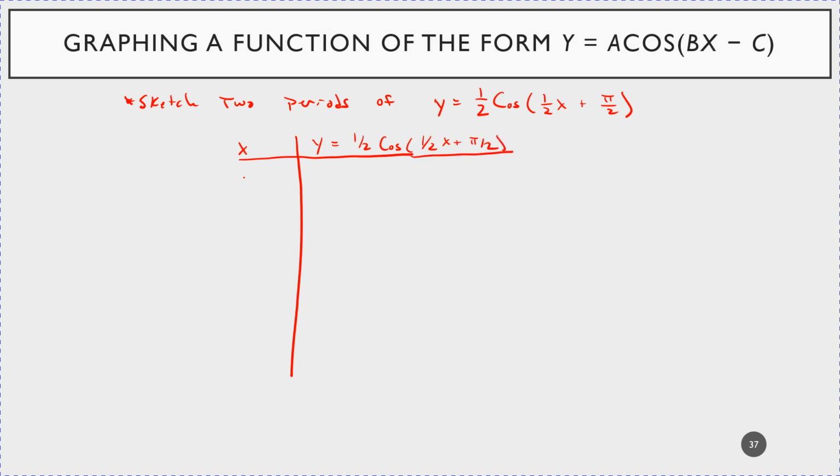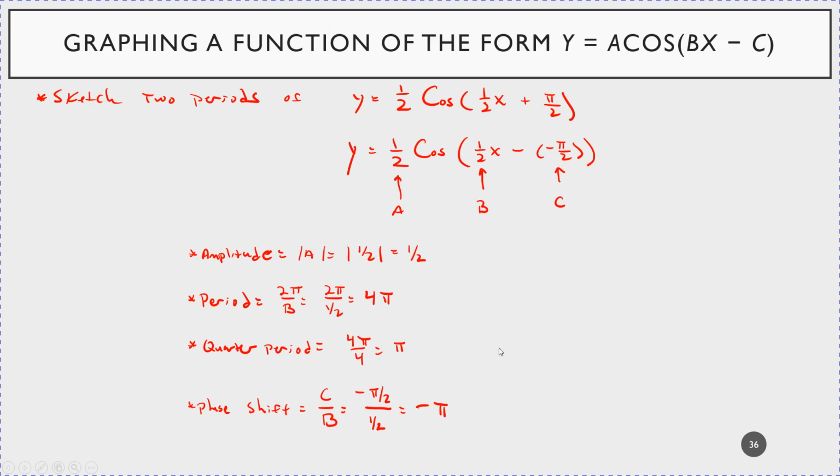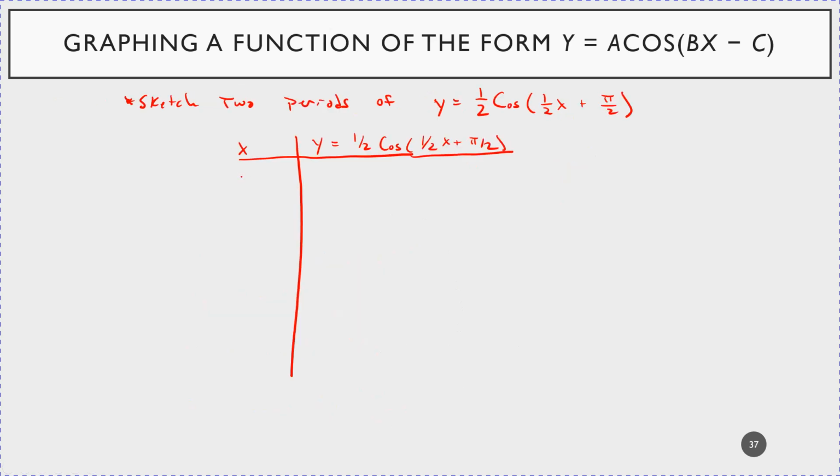All right, so look, your new starting point here is negative pi. And then you're going to add quarter periods. So negative pi plus a quarter period, which is pi, is 0. Then 0 plus pi is pi. Pi plus another pi, because I'm adding quarter periods, is 2 pi. And then 2 pi plus another pi gets me 3 pi.